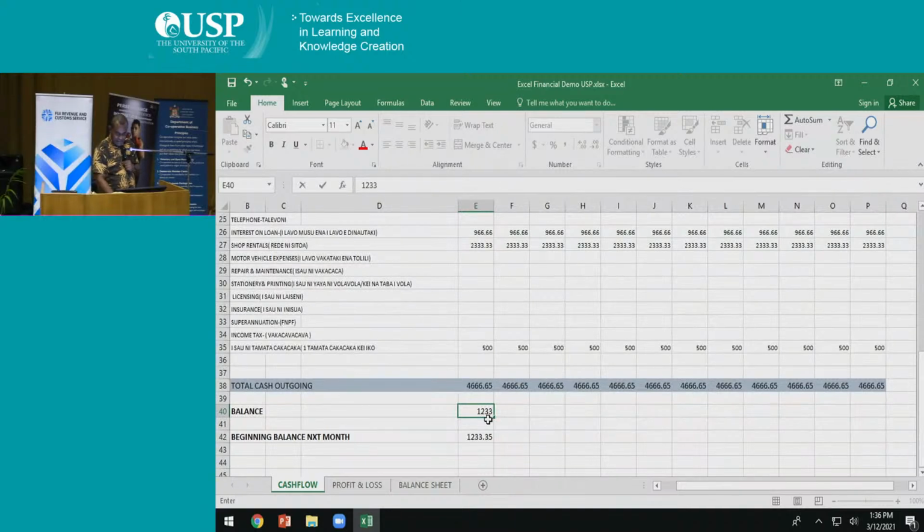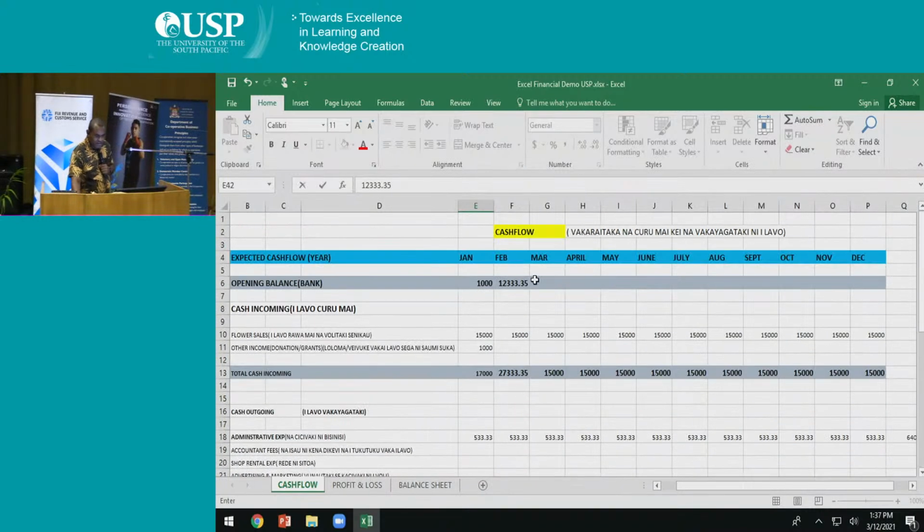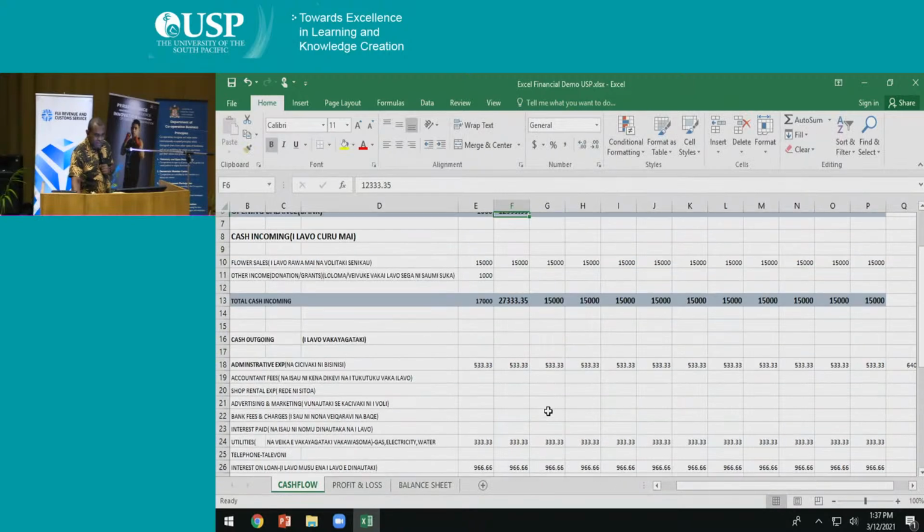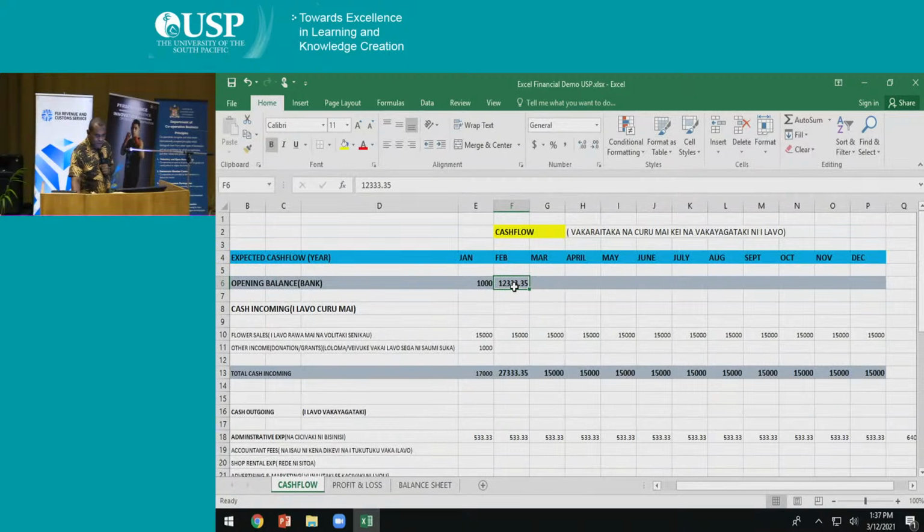23, 3.35. Now, for understanding purpose, I noted this balance. This is the balance, and this is also the beginning for the next month. Okay, what's your 1, 2, 3, 3. Now, let's, okay, what's the answer? Add this.